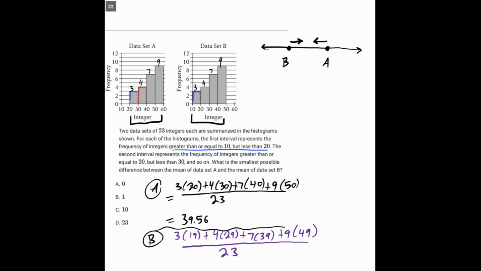Now, if you're picking up on the pattern, these two formulas are identical, except that all the numbers are slid over by 1 on dataset B compared to A. So the difference really is going to be 1, but let's just finish the math. Here, we're going to have 38.56. And so what is that smallest difference? It's a difference of 1 because the difference between 38 and 39 is exactly 1. And the answer here is B.